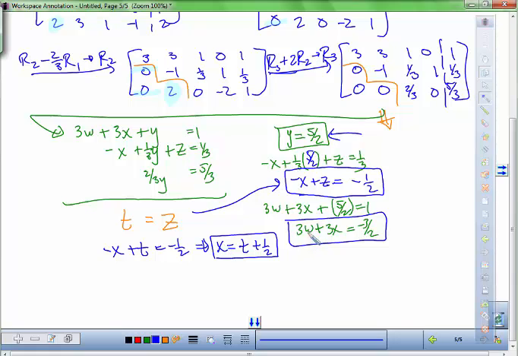Okay, now our other equation that doesn't have its own distinct value is 3w plus 3x. Now we already have a value of x here that we can use. So let's take advantage of that. So still our t is equal to z, but our x is equal to t plus 1/2. We're going to write 3w plus 3 times x, which is t plus 1/2, is equal to negative 3/2. And with some fancy math, you're going to get whatever it is you're going to get.